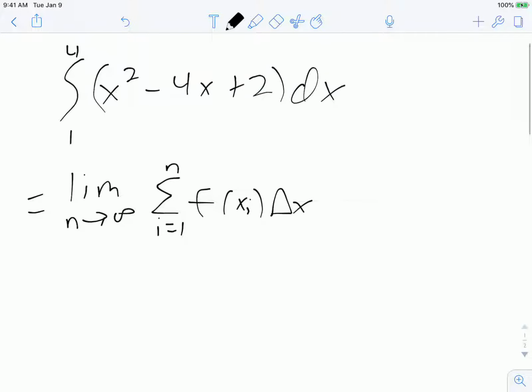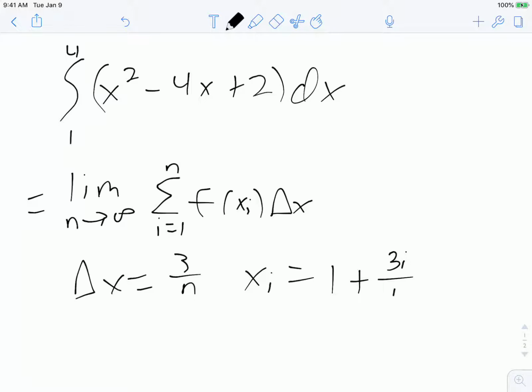So for our function, we first need what delta x is. Delta x is always b minus a over n. So 4 minus 1 is 3 over n. And xi is always whatever the first point is, or the first number. So it's 1 plus delta x times i, so 1 plus 3i over n.